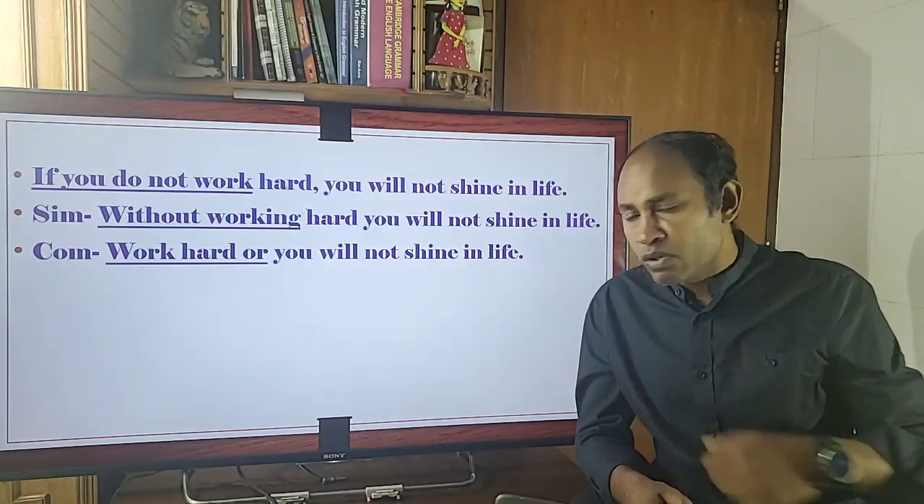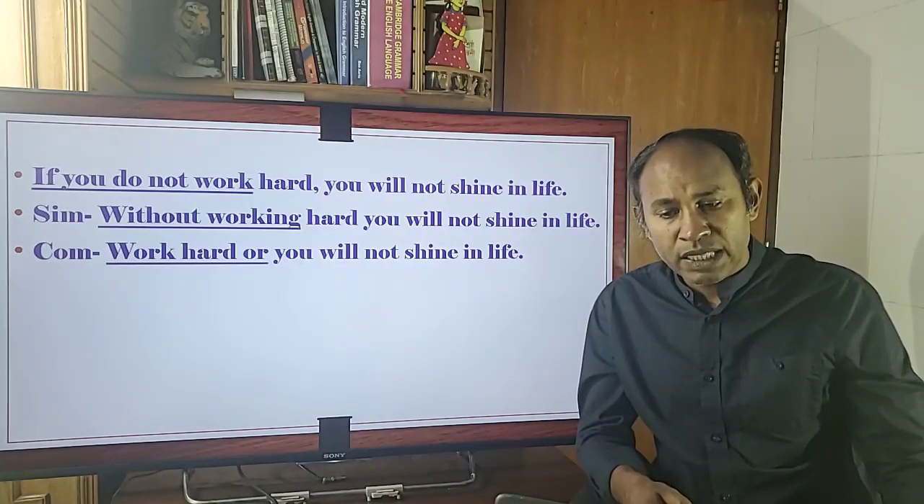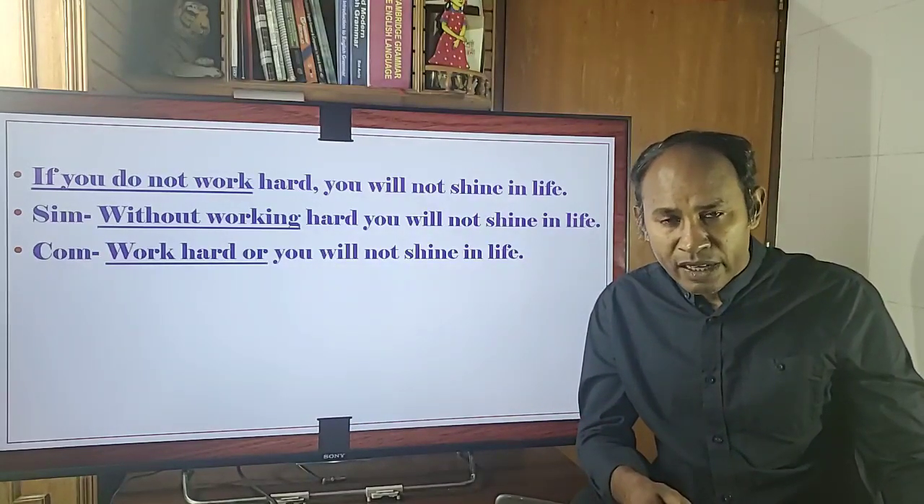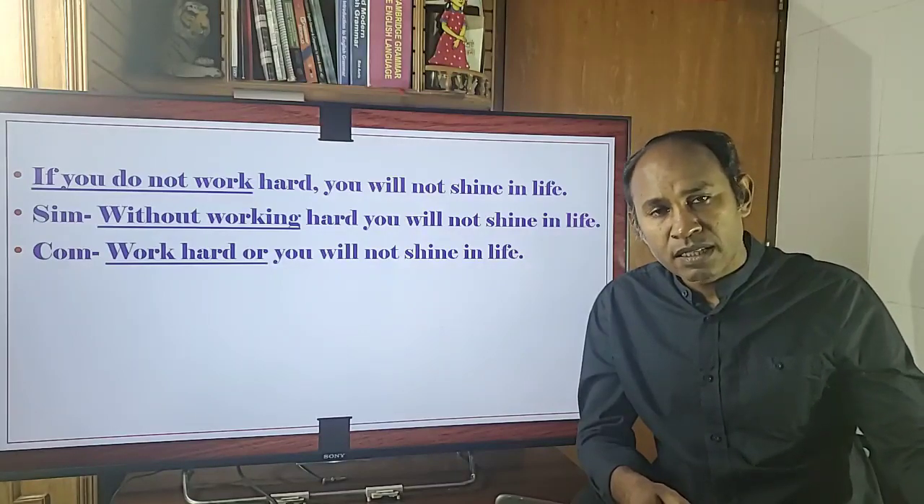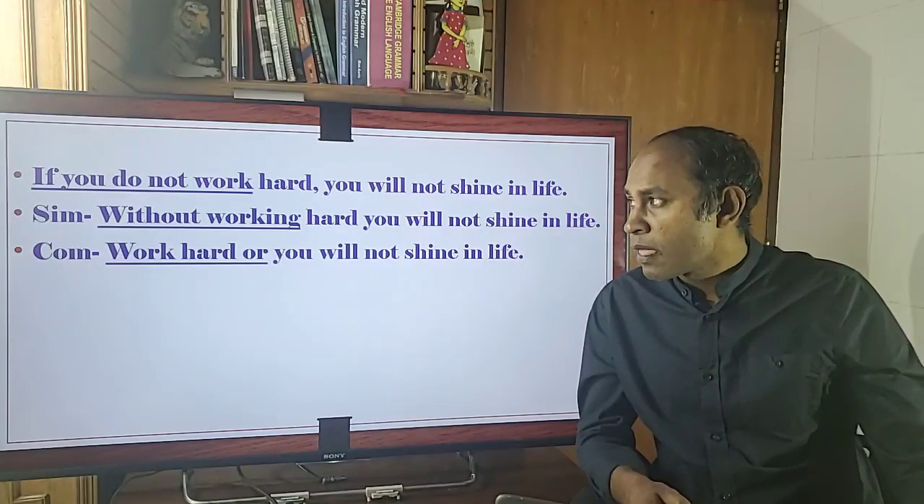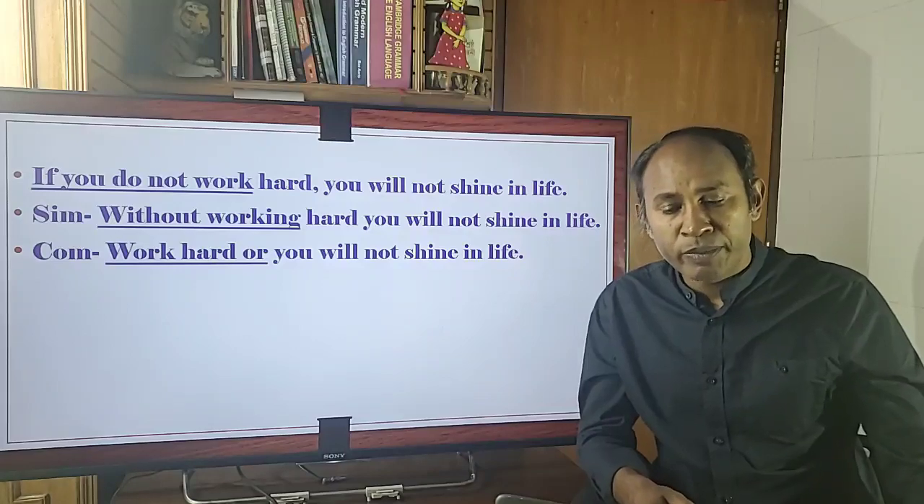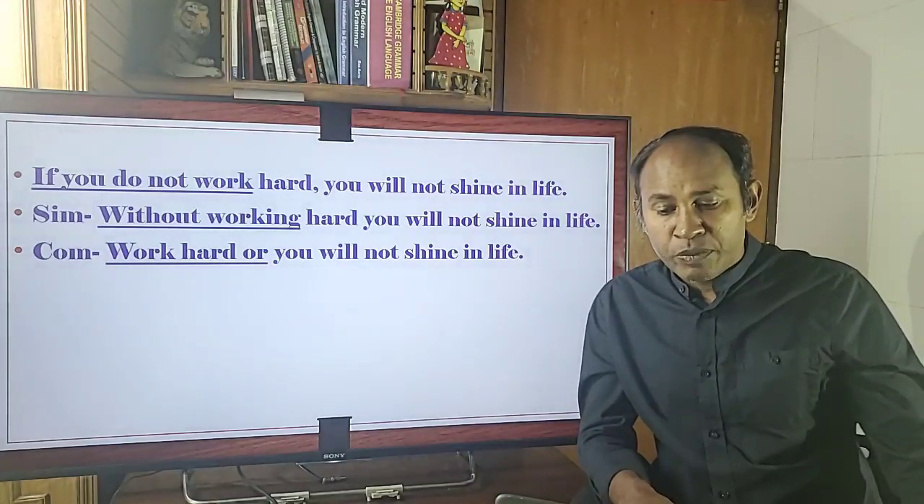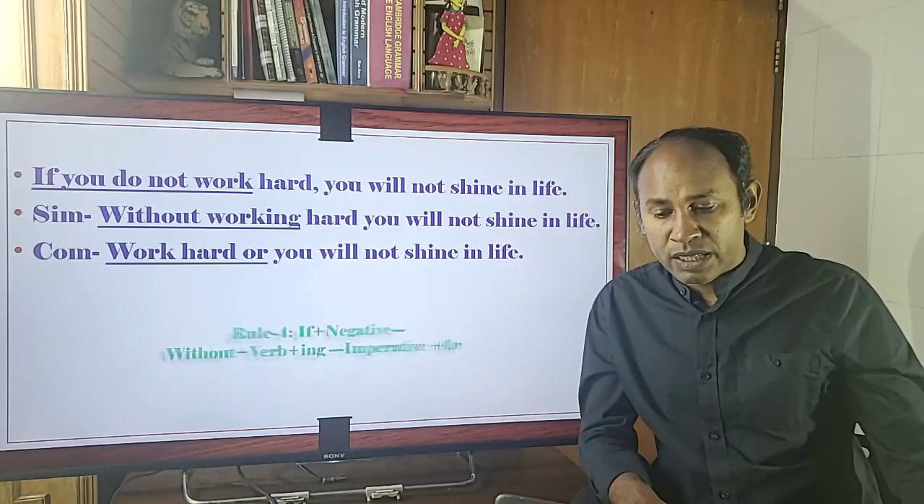Most of you are correct. Just to make it compound, you will have to use or, but in the earlier sentence we have used and. In that case, in a subordinate clause, if we get if plus affirmative. Absolutely correct answer this time, your answer is right.